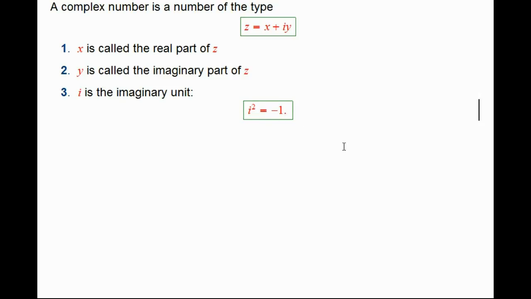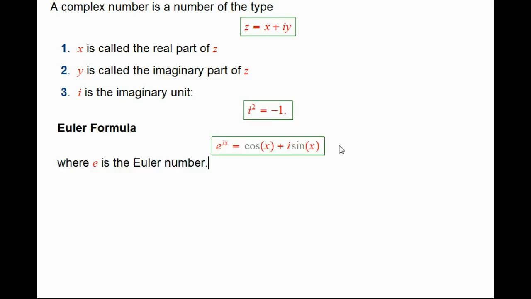Now we'll also need to learn to remember the Euler formula. The Euler formula is stated as follows. Given e, which is the Euler number, e power ix is simply cosine of x plus i sine of x. So given a complex number of the type cosine of x plus i sine of x, this number can be conveniently written as e^(ix). And this is a very powerful formula, as we shall shortly see.